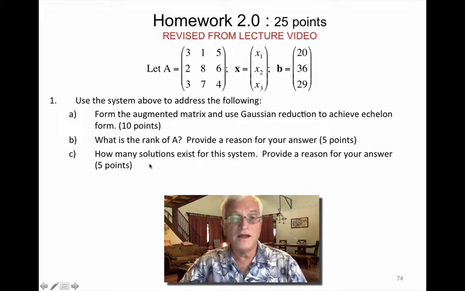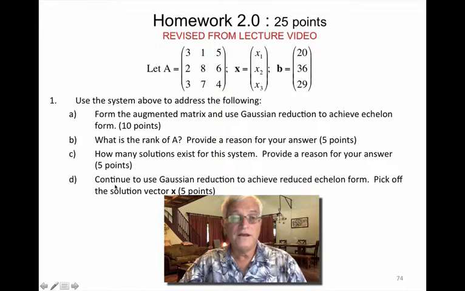C, how many solutions exist for the system? And we want you to give a reason for that too. And finally, after you've done that, go on and continue to get reduced form, the reduced echelon form, which simply gets rid of the upper triangular portion and replaces them with zeros, which allows you to pick off the new values in B, and that becomes your solution.